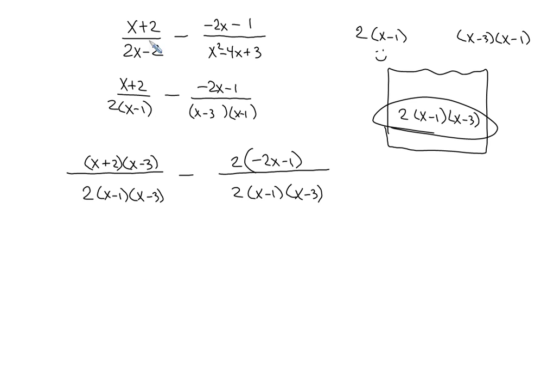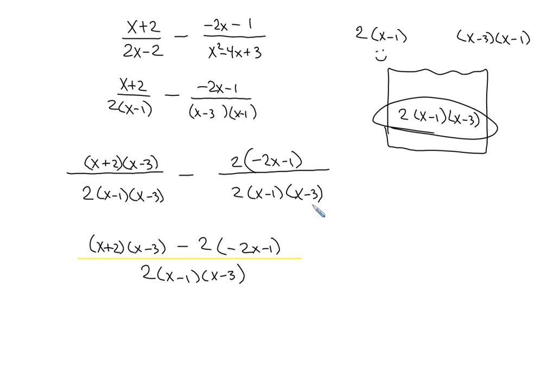Now I'm going to squeeze it together into one big fraction. Since this is long, I'm going to get a straight line to do that with. So this is x plus 2, x minus 3, minus 2, negative 2x minus 1, over 2, x minus 1, x minus 3. Let me talk to you guys about why I want you to do this before you distribute.